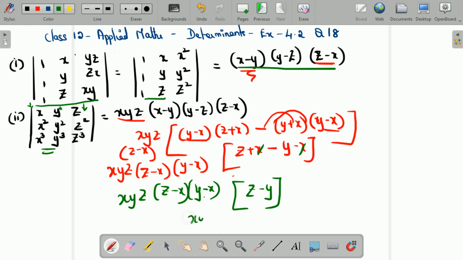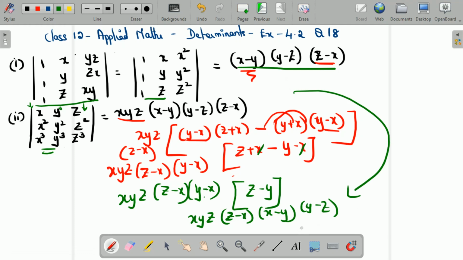So this can be rewritten as xyz, (z minus x) into (x minus y) into (y minus z), and that is what we were supposed to prove, so hence proved.